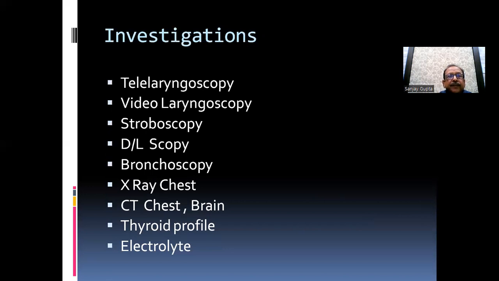Then there is video laryngoscopy, stroboscopy to study the mucosal fold patterns and the movements of the mucosa of the vocal cords, direct laryngoscopy, bronchoscopy, and X-ray chest, which is a basic investigation to identify if there is any lesion in the chest, particularly when there is a left vocal cord paralysis. Other investigations are CT chest and brain, thyroid profile, and electrolytes.